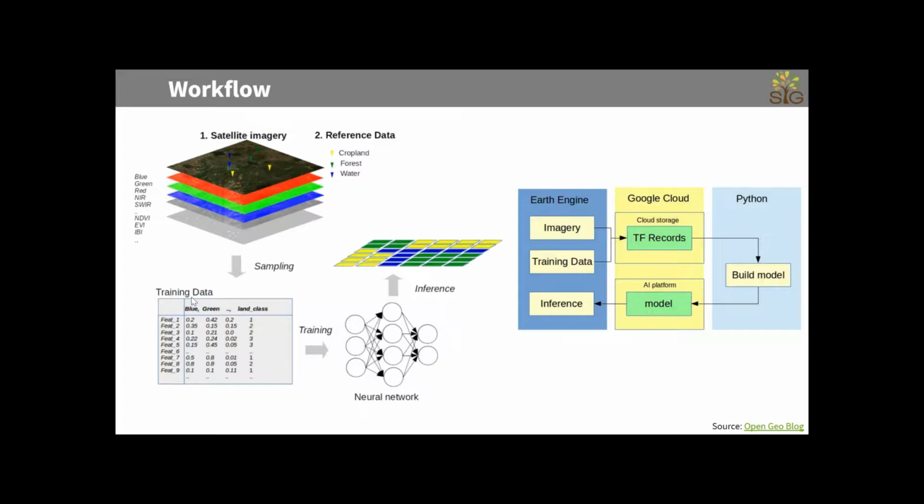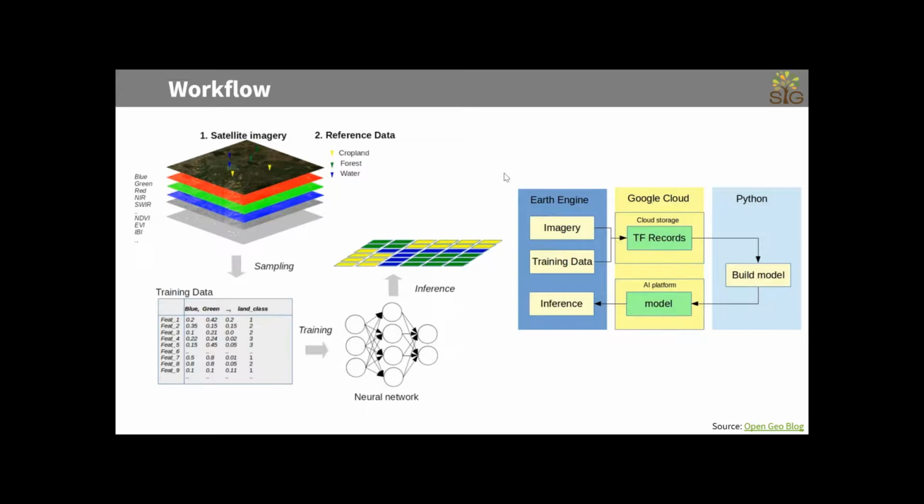Then we have our training data, which is a table. We have each feature here. It could be a polygon or a point, and we have the information for each band. Then we use this training data to train our neural network, and we do the inference, which we talked about. That's the classification. That's like running the model so we can get our final output, which would be the crop type map, where each pixel is classified as a crop or a class.